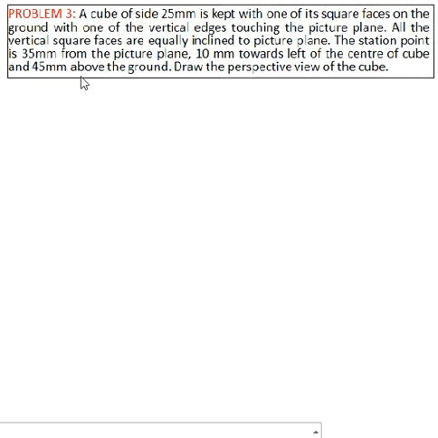First we are drawing the PPP line, that is the first step. Then we are drawing the plan of the cube. Since all the vertical faces are equally inclined to the picture plane, the cube will appear like a diamond-like shape in top view. So you have to draw the PPP line, then draw the top view, and one of the corner points of that square or diamond shape will touch the PPP line, because it is given that one of the vertical edges is touching the picture plane.